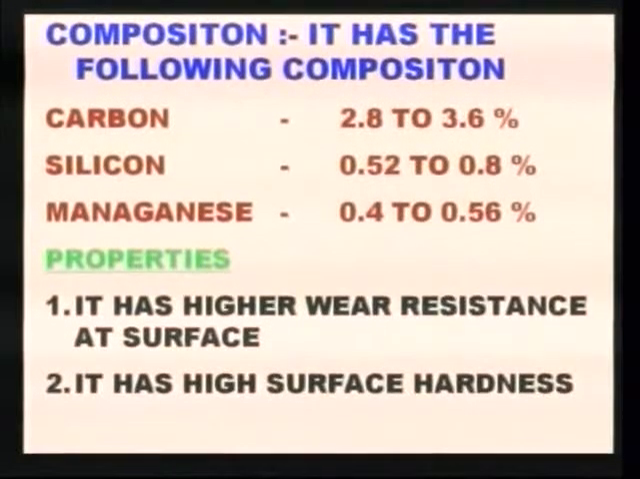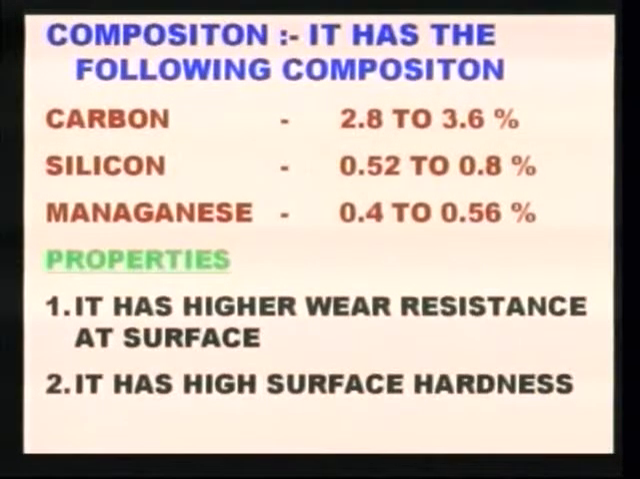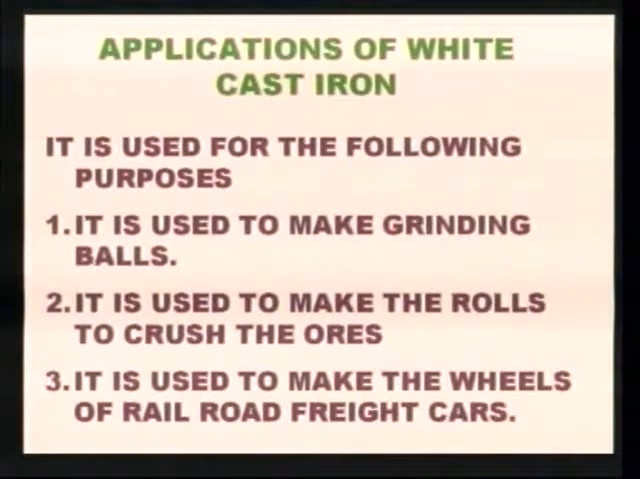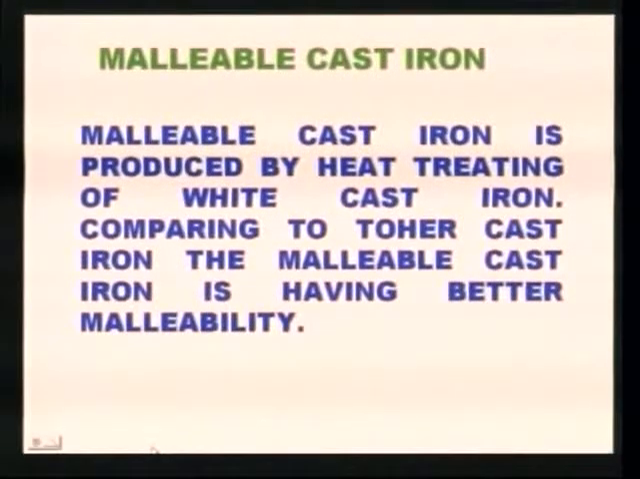The following are some of the properties of chilled cast iron. It has higher wear resistance at the surface, and it has high surface hardness. Now we will see some of the applications of chilled cast iron. It is used to make grinding balls, rolls to crush ores, and the wheels of railroad freight cars. Another type of cast iron is malleable cast iron.